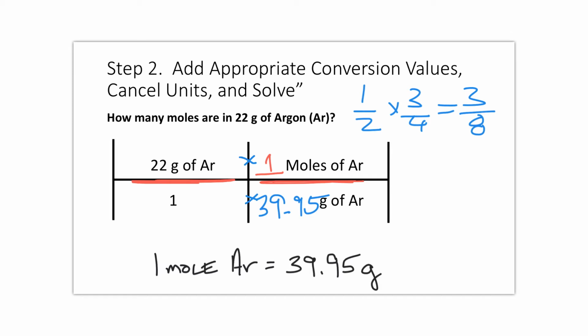All right, so now when you get the answer here, you're going to get 0.55 moles of argon. Now you might want to say, why isn't it grams? Because the grams cancel, because there's 1 on the top and the bottom.